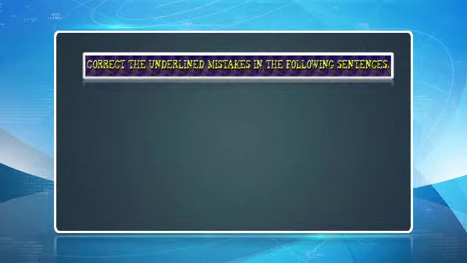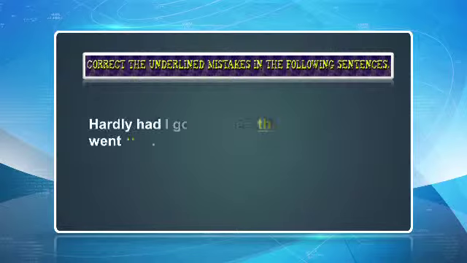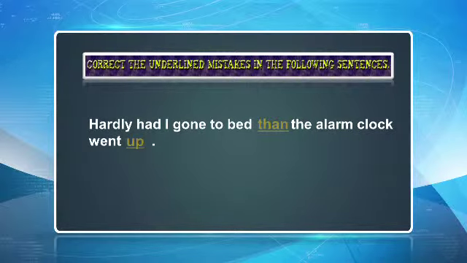Next, correct the underlined mistakes once again in the following sentences. And here is our second sentence. Hardly had I gone to bed, then the alarm clock went up. Obviously, these are mistakes. So, to help us in finding the answer, we have to look at the keywords. The first one is "hardly", and the second, "alarm". So, based on that, what do you think? Do you think that you have the answer to this question?